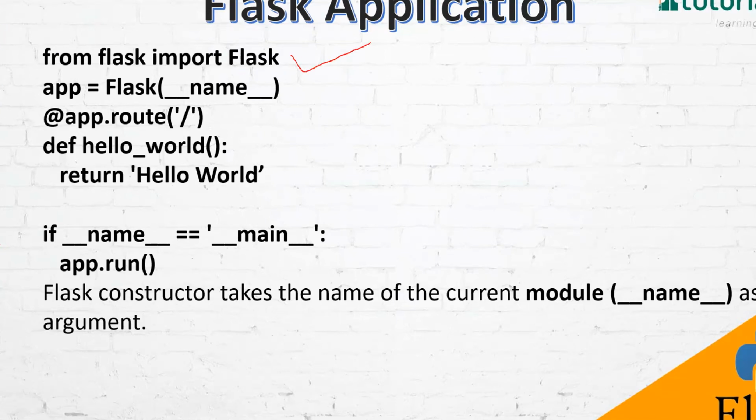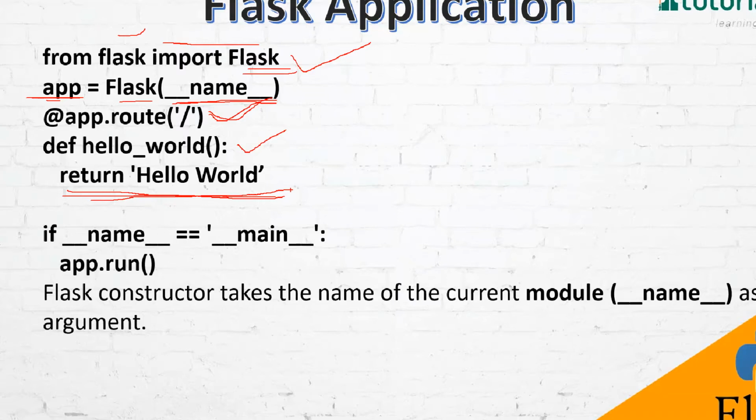First you need to import this from Flask. So this is important: from Flask import Flask. We first need to import this, and then we have to create this app. So Flask, and inside this Flask constructor we will pass name, and then finally this route. That means when we hit the browser, this is the home page, and in the home page we have written a definition, that means a function, which will return hello world.